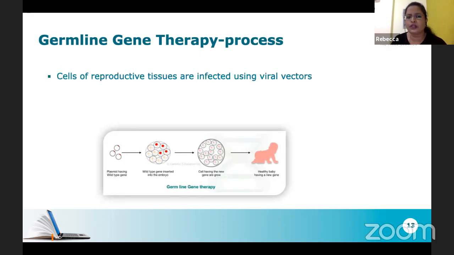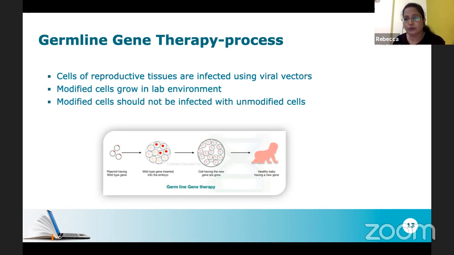So cells of reproductive tissue are infected. As I told you, a viral vector is used, and these modified cells are grown in the lab environment. So it shouldn't be infected. That's very important. It should be done very carefully, because as we see in the picture, the result is a baby. If the baby is healthy and the whole process takes place in a proper way, there is no problem. Otherwise, this particular mistake will carry on for generations. So nowadays, people don't carry on with germline gene therapy. They are trying out somatic.